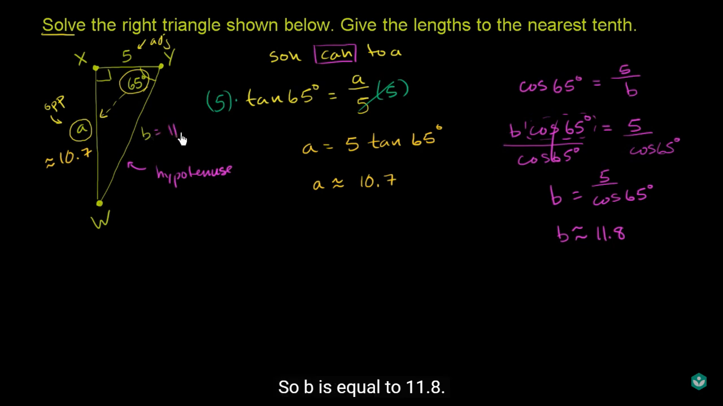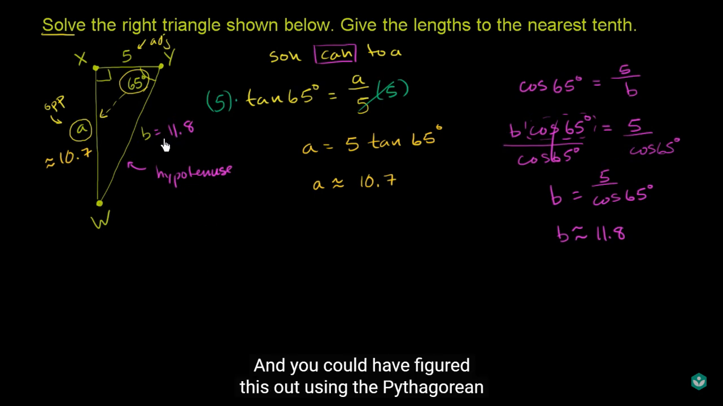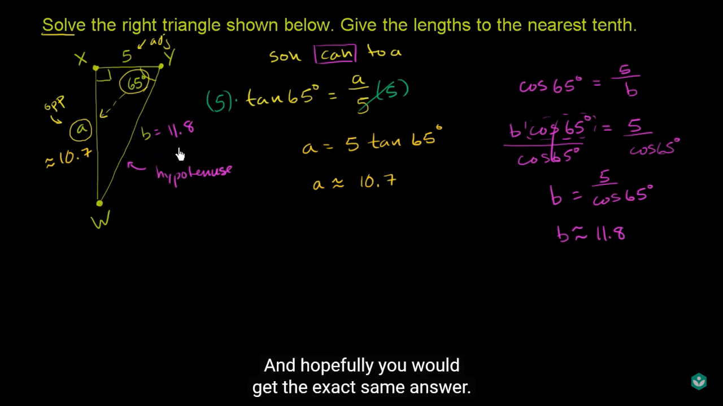So B is equal to 11.8. And then we're almost done solving this right triangle. And you could have figured this out using the Pythagorean theorem as well, saying that 5 squared plus 10.7 squared should be equal to b squared, and hopefully you would get the exact same answer.